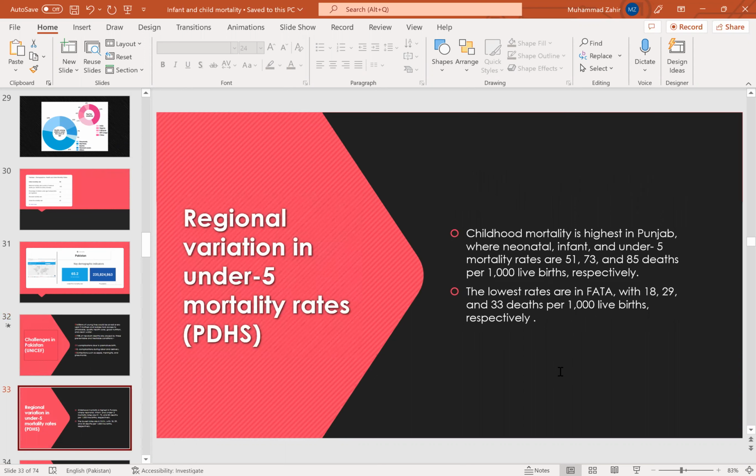Regional variations in under 5 mortality rate according to PDHS. Child mortality is highest in Punjab, where the neonatal, infant, and under 5 mortality rates are 51, 73, and 85 deaths per 1,000 live births respectively, and the lowest rates are in FATA with 18, 19, and 33 deaths per 1,000 live births respectively.